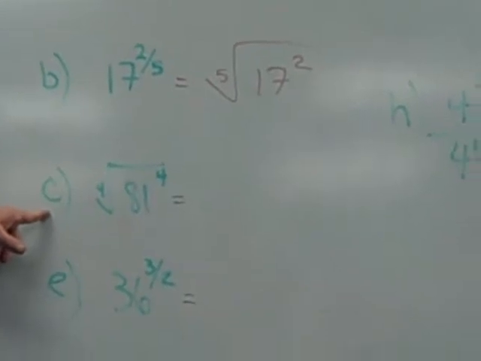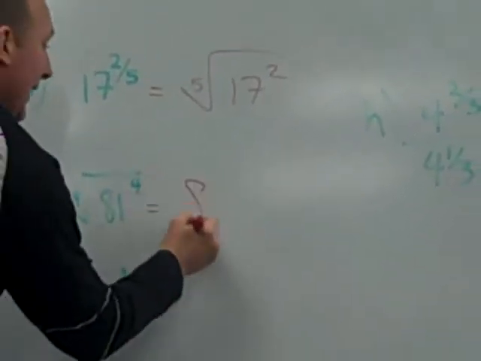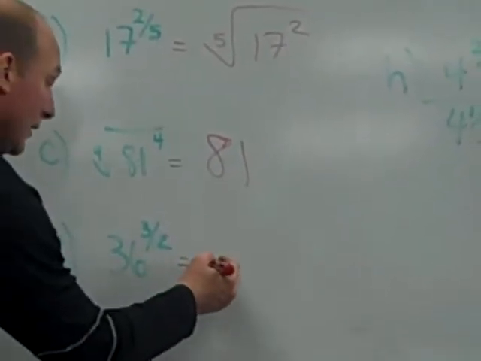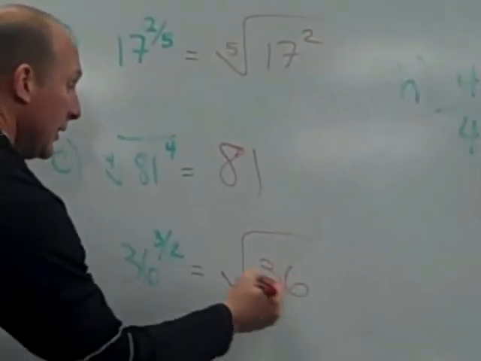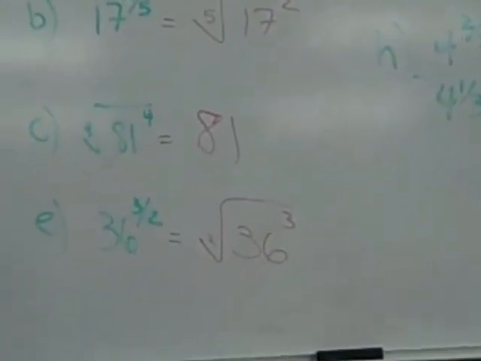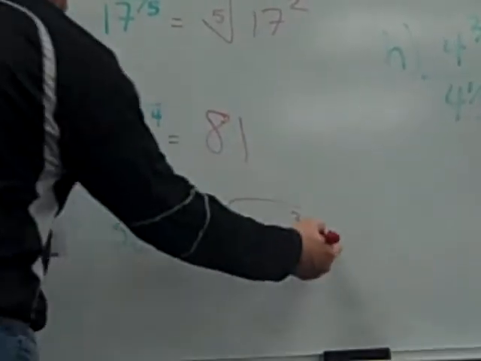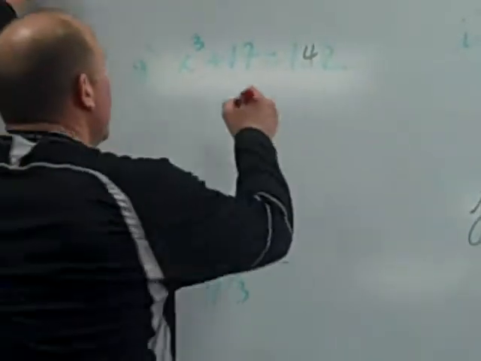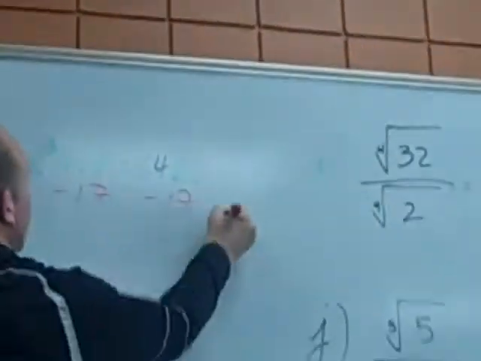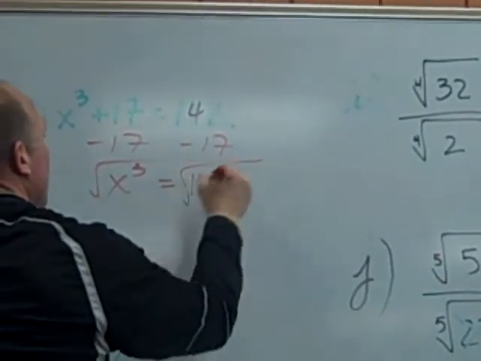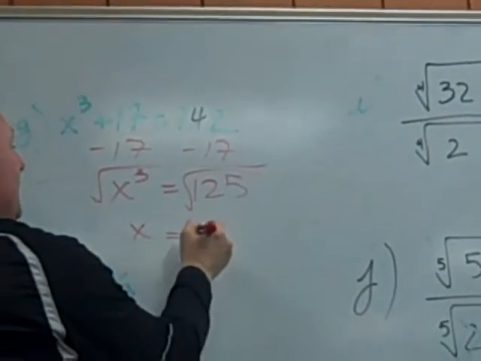What's this equal to? 81. Done. This will all be on the blog if you don't get it written down. How do I do this? Power over root. I'm going to write these squared even though you don't need to. What's the square root of 36? 6. What's 6 to the third power? 216. Good job. How do I solve this? Subtract. Cube root of 125. 5.